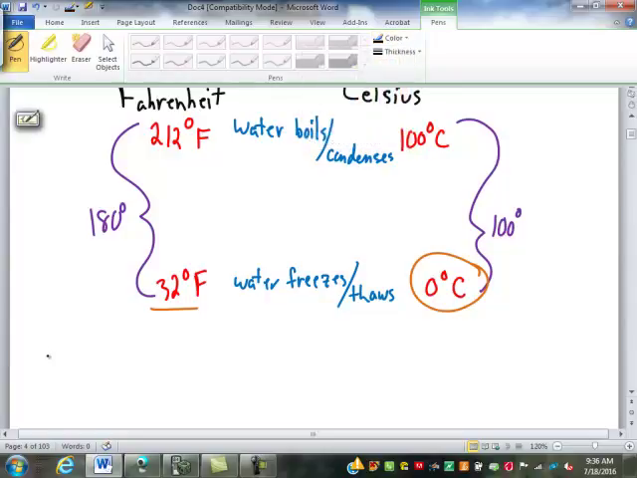So to convert from Celsius going into Fahrenheit, our Fahrenheit temperature is going to equal 9/5 times our Celsius temperature plus 32.